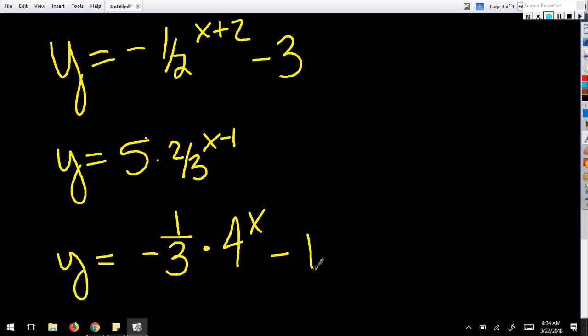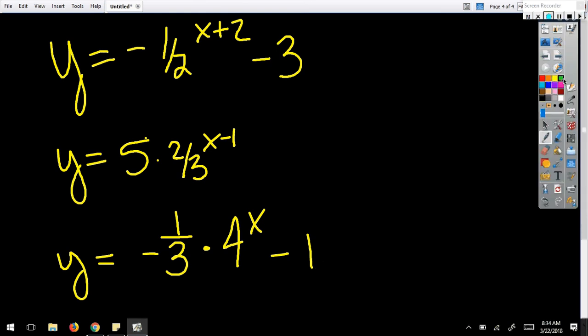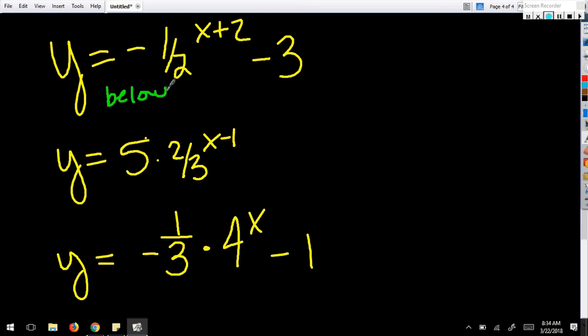Look at the first one. You are missing the A. Well, that's not what I want you to tell me right now. First thing I want you to tell me is, is it above the asymptote or below the asymptote? It's negative. Below the asymptote. Is it growth or decay and why? It's less than 1. 1/2 is less than 1, right? That tells me it's decay.